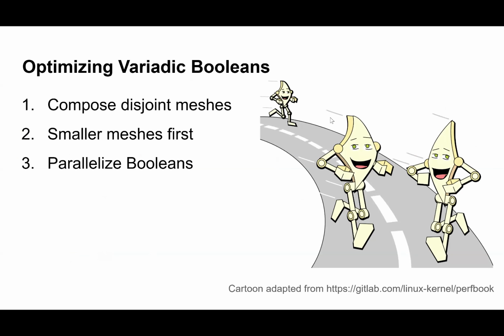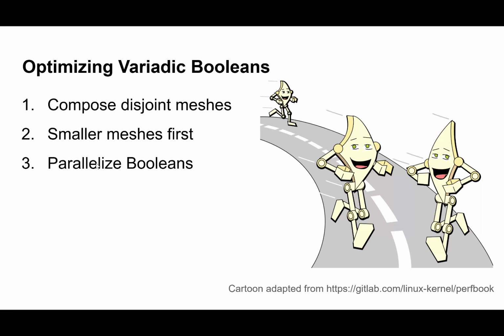So there are multiple ways to optimize arithmetic Booleans. The first, simplest way is we can compose disjoint meshes, because union of disjoint meshes basically doesn't require any work if you are using a half-edge data structure. And then you can also optimize it via some heuristics. For example, we can do smaller meshes first. The idea is to hope that if you combine or intersect or union those smaller meshes first, you get a smaller result, which is kind of like optimizing matrix multiplication. You want to do the smaller things first. And also you can parallelize these Booleans.